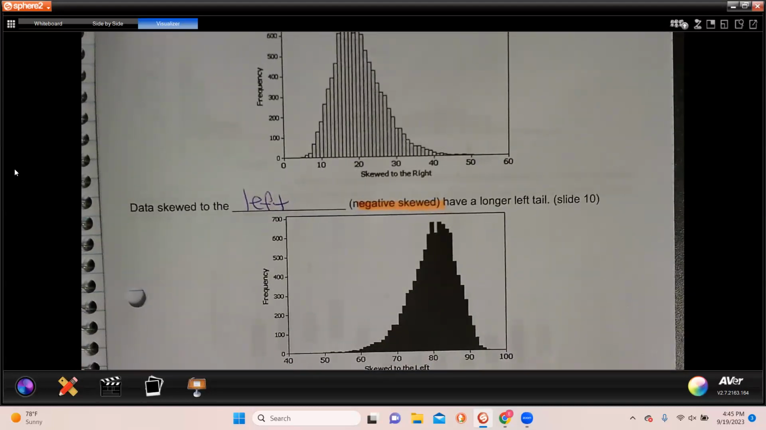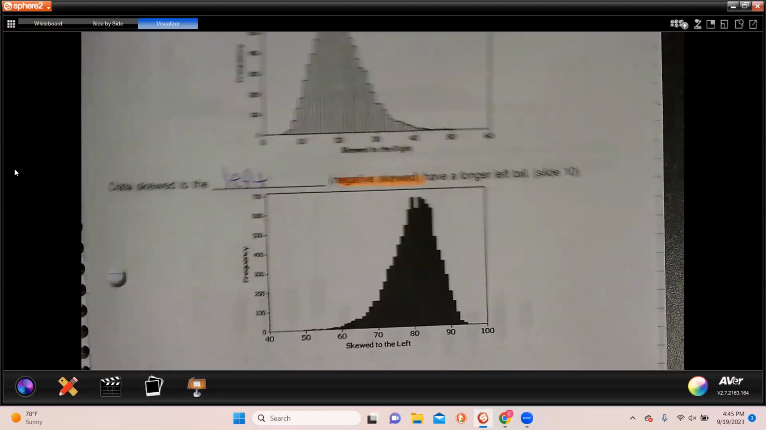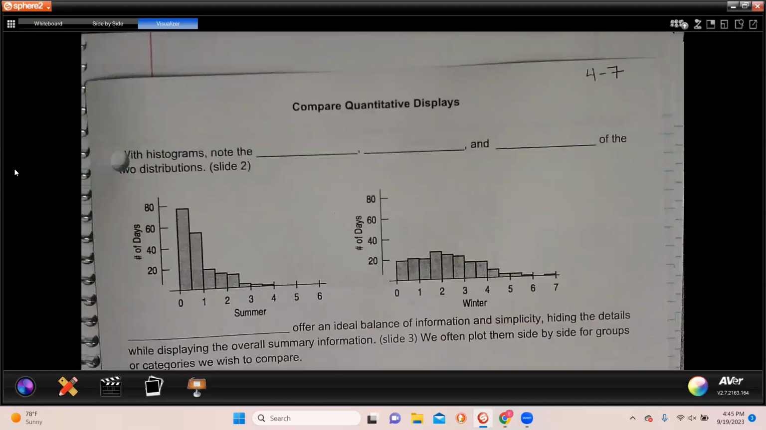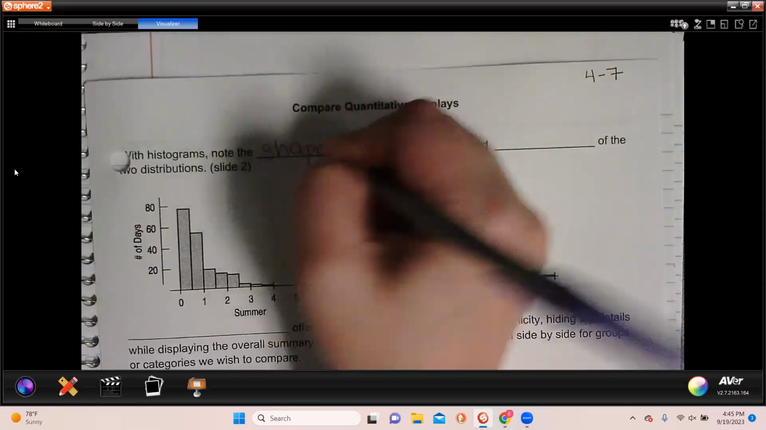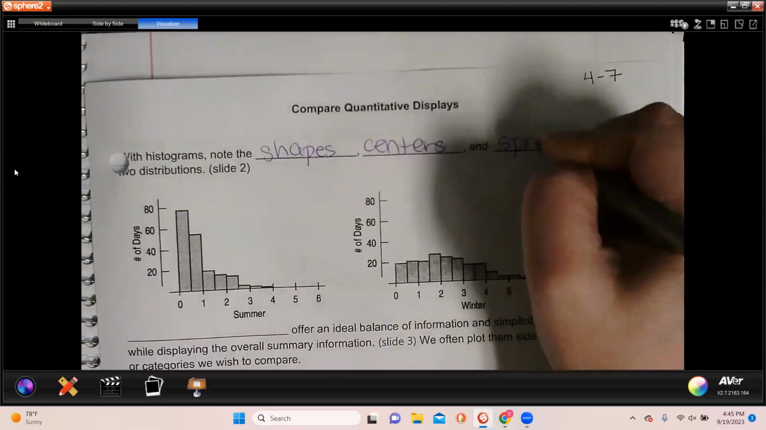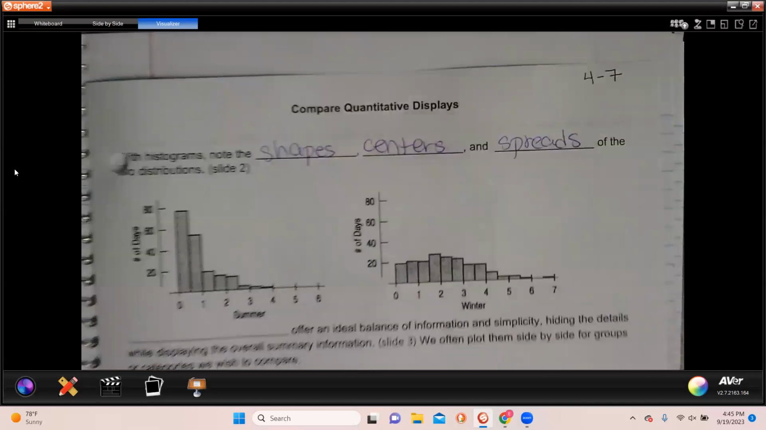Okay, it should be very obvious from a histogram which one is which. And if it is not obvious, then give it your best try. All right, with histograms, we want to note the shape, center, and spread of each of the distributions. This is what we want: shape, center, and spread.